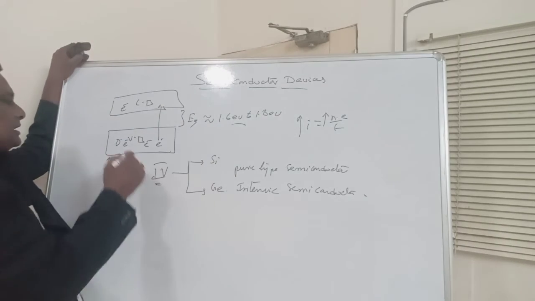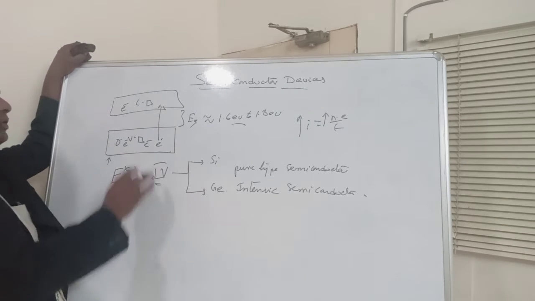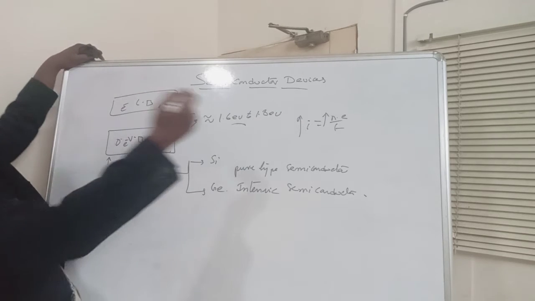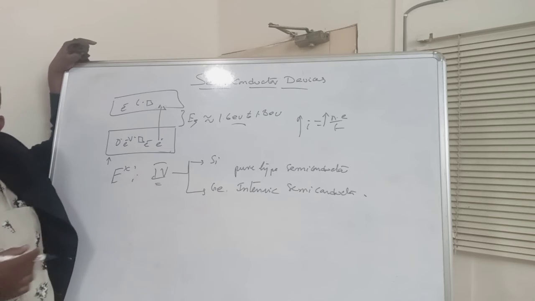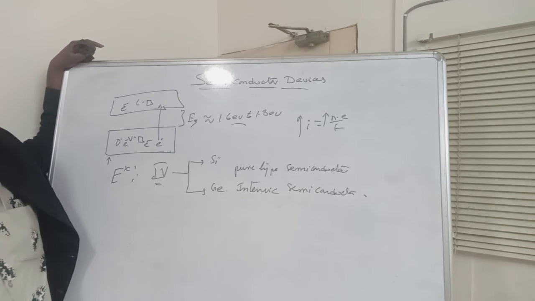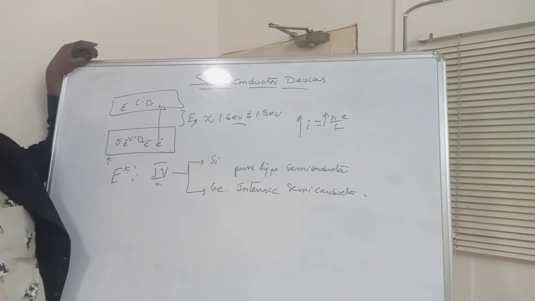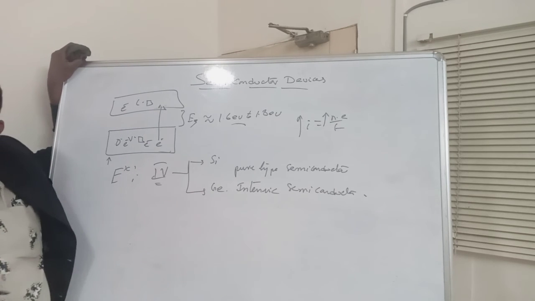In pure type semiconductors we have only 4 electrons in the valency band. If you give energy, only 4 electrons will jump from the valency band to the conduction band, meaning a very minor amount of current will pass through this pure type semiconductor, which is negligible and not utilized. Because of that, we go for doping to increase the current. Any doubt regarding this? So these two are called intrinsic semiconductors.